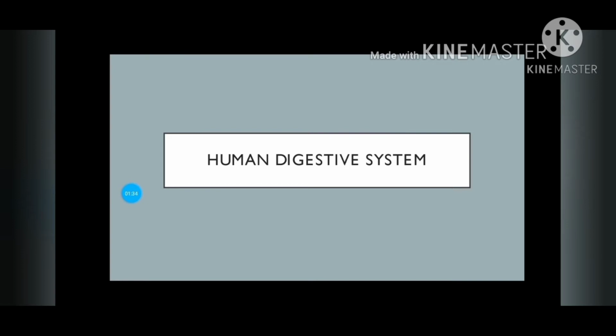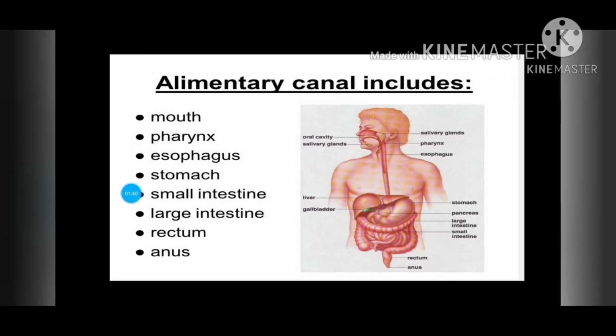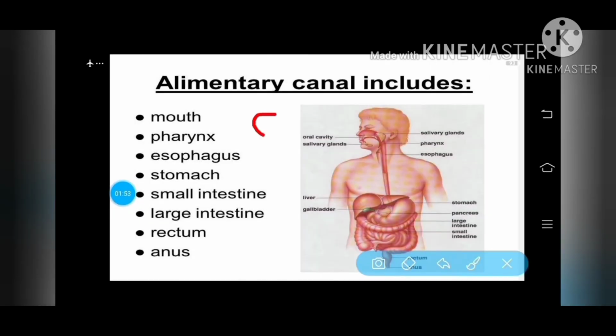In the human digestive system, I want to show you the next slide. Here we go. Here you can see the alimentary canal is written. The human digestion takes place in the alimentary canal, and this is the longest canal of our body. The length of this canal is 9 meters. Here you can see the different parts of the alimentary canal. The first part is the mouth, the second is the pharynx, also known as the voice box. The third one is the esophagus, also known as the food pipe.